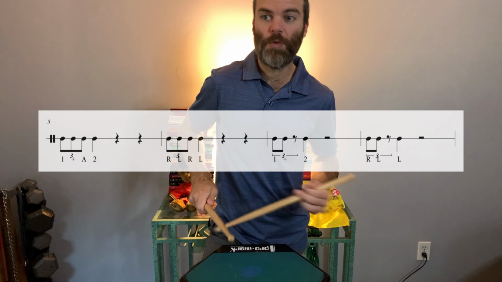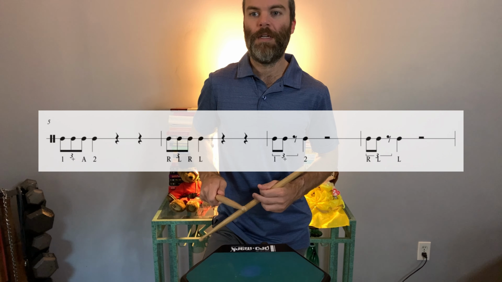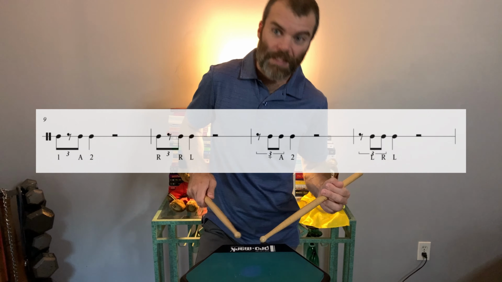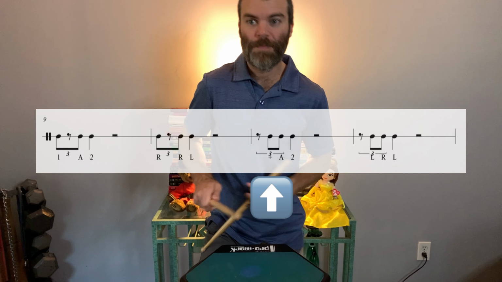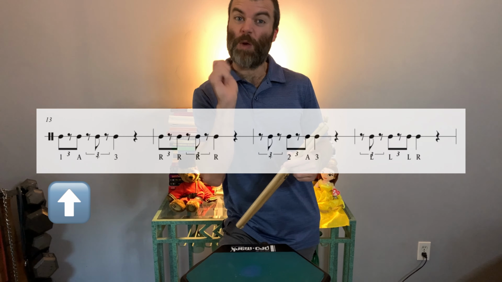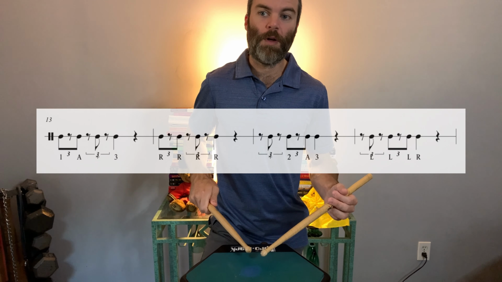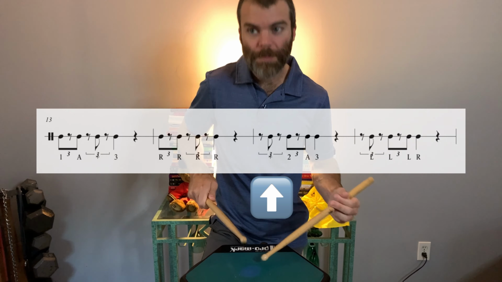So 1 and 2, so we're missing the 1. Then we've got 1 and 2, so we're missing the and. Then the last one, we're missing the downbeat, 1 and 2. Next up, we have triplet notes. If you were to just play one hand, one side of that, 1 and 2 and 3, or 1 and 2 and 3.